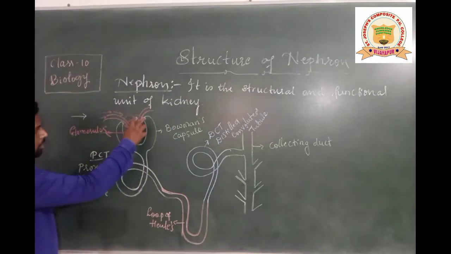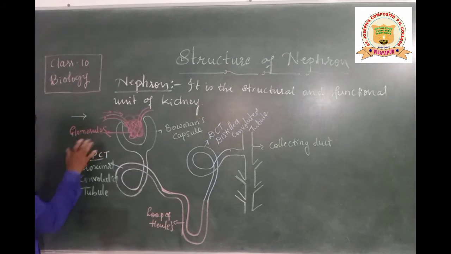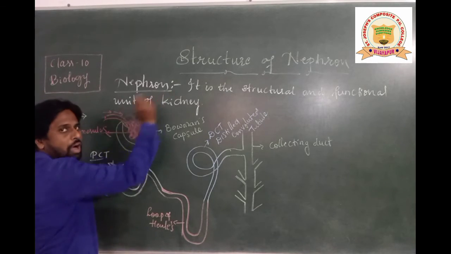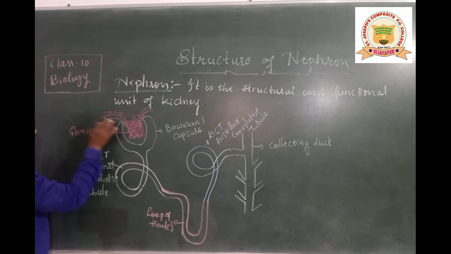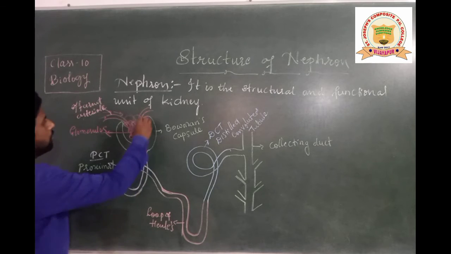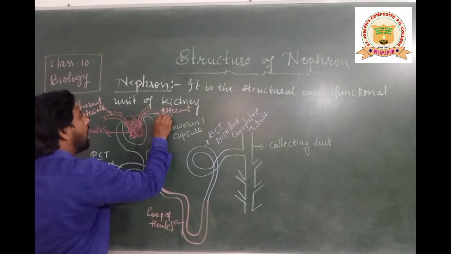Here, the complex network of blood vessels inside the Bowman's capsule is called what? Glomerulus. Okay. So in this glomerulus, one blood vessel is bringing the blood into the glomerulus, and one is taking it away. The one bringing the blood into the glomerulus, what is this blood vessel called? Afferent artery or arteriole, afferent arteriole. And the one taking it away is called what? Afferent arteriole.